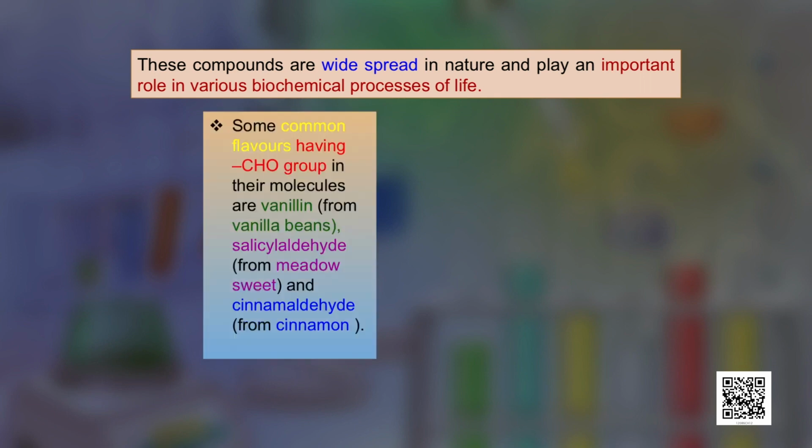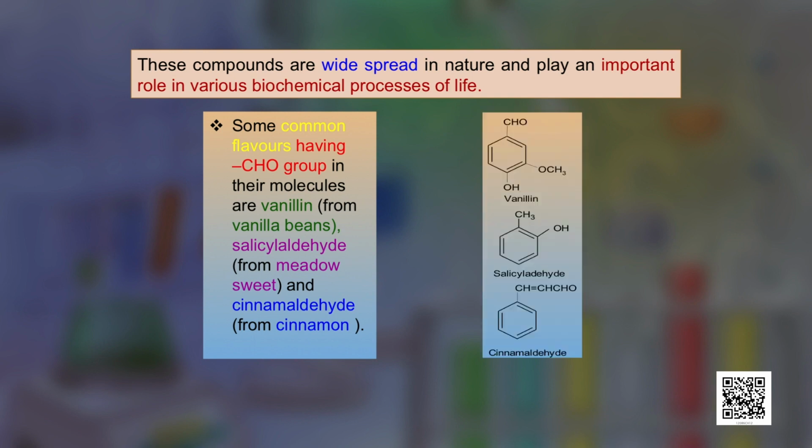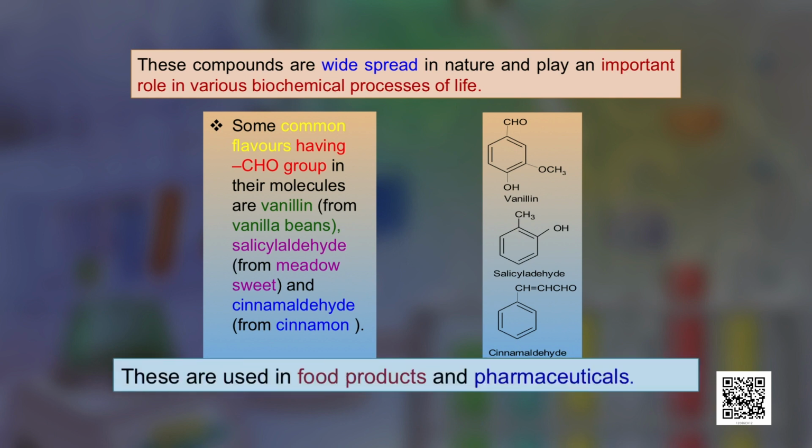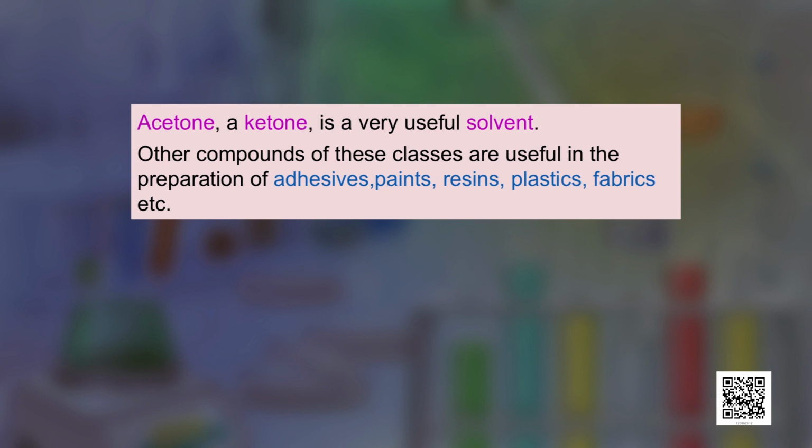Some common flavors having a CHO group in their molecules are vanillin from vanilla beans, salicylaldehyde from meadowsweet and cinnamaldehyde from cinnamon. And the structures of these compounds are shown here. These are used in food products and pharmaceuticals. Acetone, a ketone, is a very useful solvent. Other compounds of these classes are also useful in the preparation of adhesives, paints, resins, plastics, fabrics, etc.